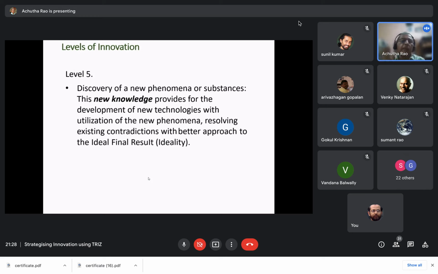Level 5 is completely a discovery, the entire new science being done. So basically laser is a level 5 invention. Discovery of new phenomena or substances like shape memory alloys are new phenomena. They are level 5 discoveries first. Then using that, I have a product in level 1, level 2, level 3, level 4, etc. This new knowledge provides for the development of new technologies with utilization of the new phenomena, resolving existing contradictions with a better approach to reach ideality. Okay, we are approaching an ideal solution.